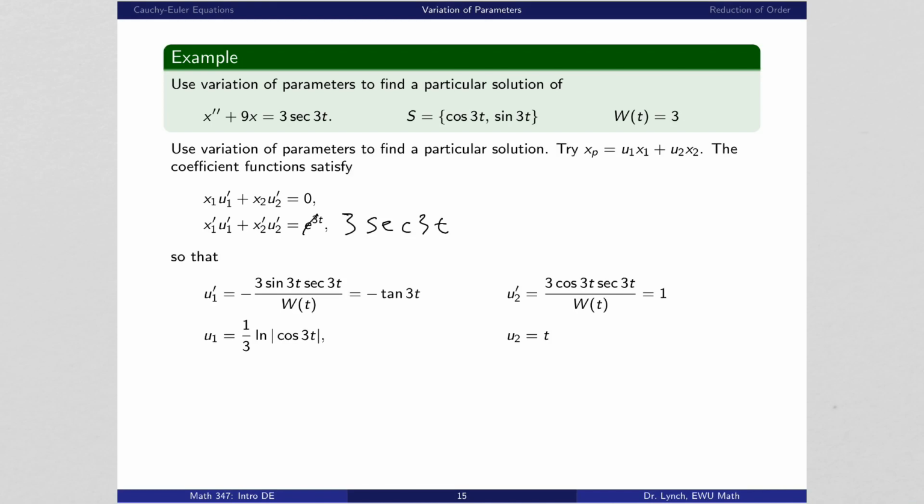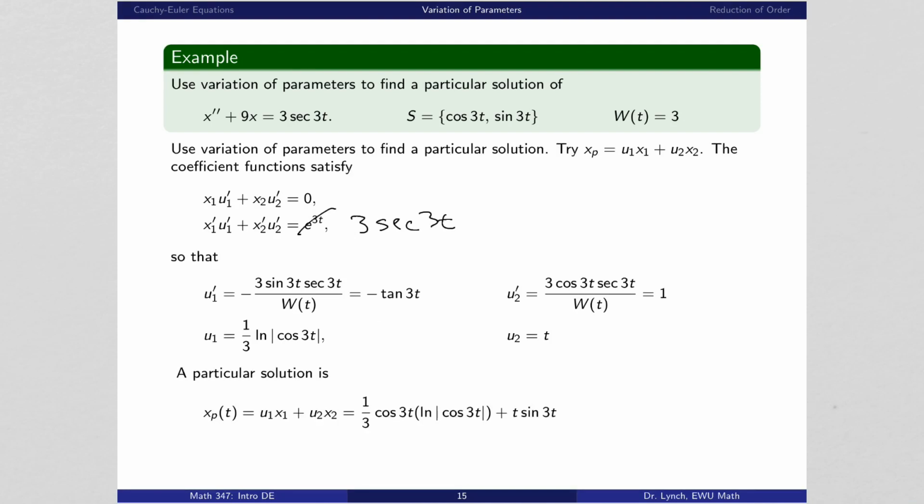Now, tangent isn't something that we integrate a lot in this class, but it is in Math 162, and I'll remind you that in this particular case we can write the antiderivative of negative tangent as 1/3 times log of the cosine. Of course, the antiderivative of 1 is just t, and plugging these into our form for the particular solution, we can see that the particular solution is nothing like anything we would guess, right? There's no way that we would guess to multiply cosine times the log of cosine, but that turns out to be the particular solution in this case. So this is the power of variation of parameters: it gives us a more general strategy for finding particular solutions, just so long as we can do a couple antiderivatives.